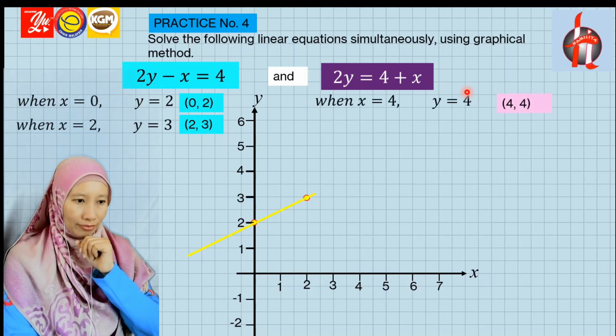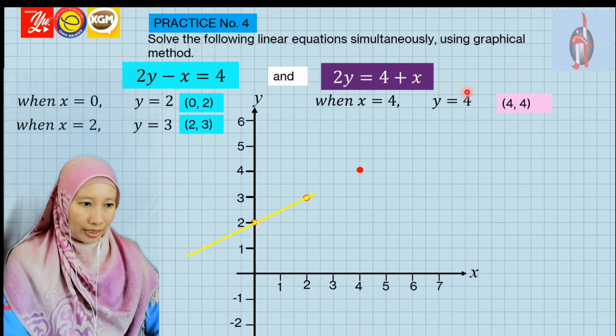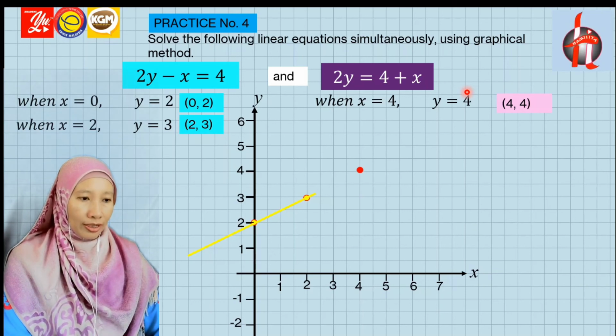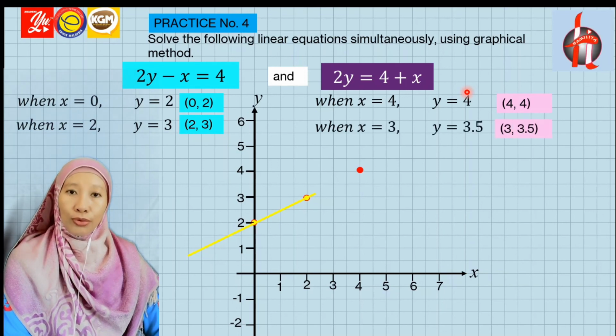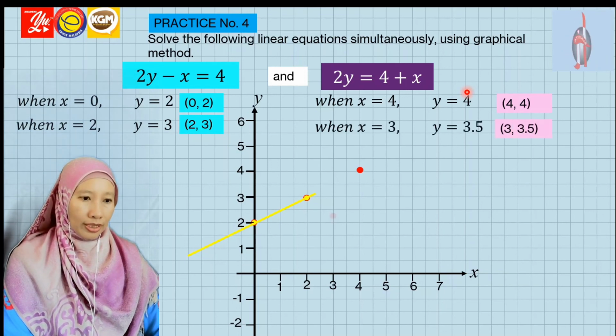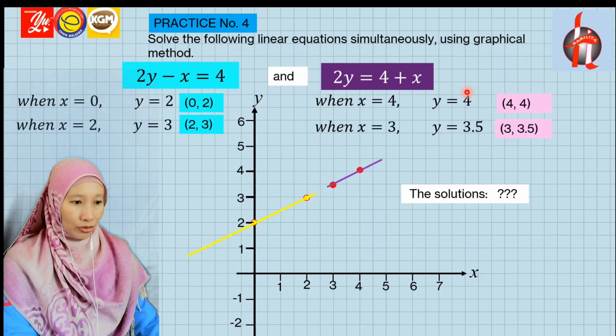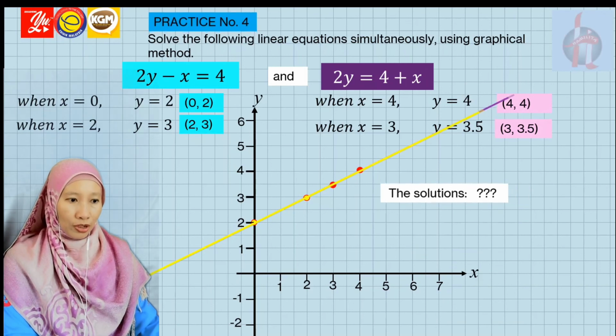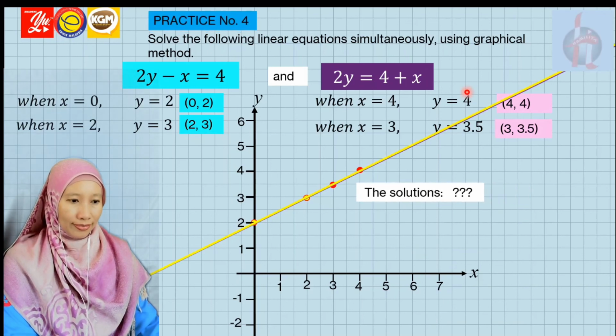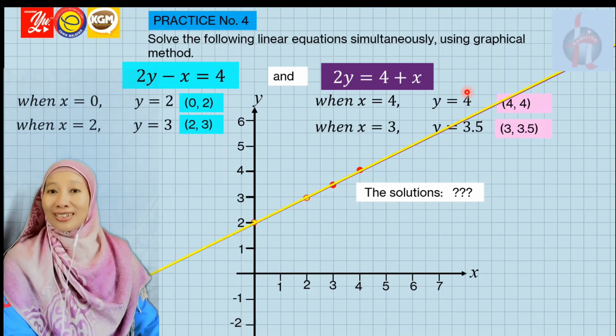Another point, I choose x equals 3, and then I substitute x equals 3 here. I get the corresponding value of y. Then we plot this coordinate, (3, 3.5). Okay, so there is no intersection also, but try to prolong the line. Prolong the line. What can you say about this situation?